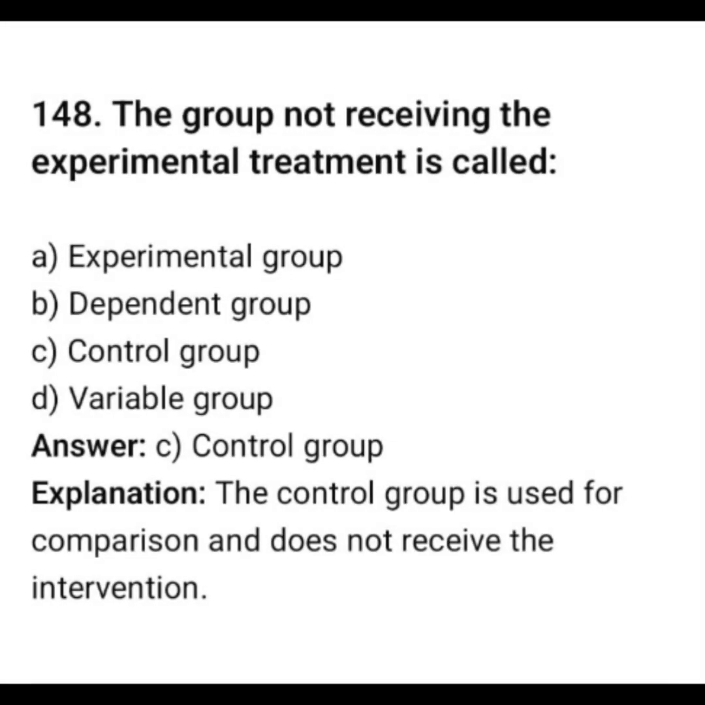The group receiving the experimental treatment is called experimental group, dependent group, control group, variable group. The correct answer is option C, control group. The control group is used for comparison and does not receive the intervention.